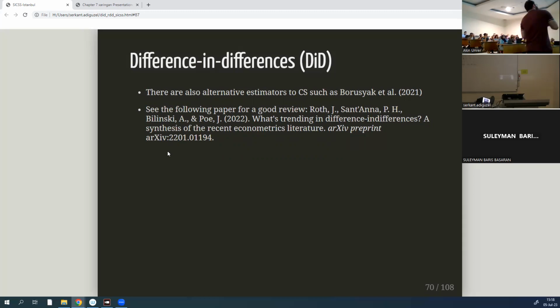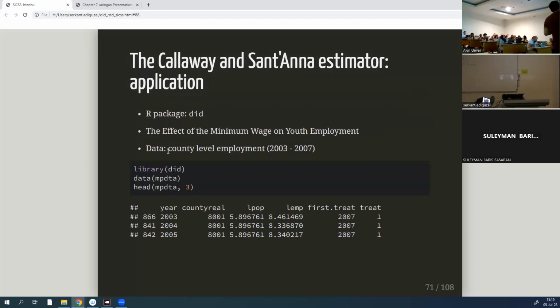The problem. So there is another good review. This is also a working paper. What's trending in differences? This is from last year, and it's already out of date because of the most recent paper, so they're probably going to update their paper as well. So how are you going to use Callaway and Sant'Anna?